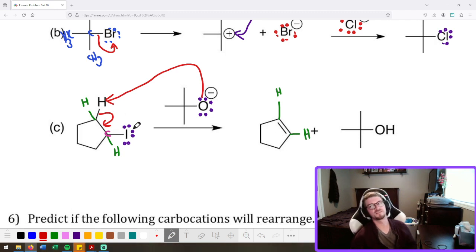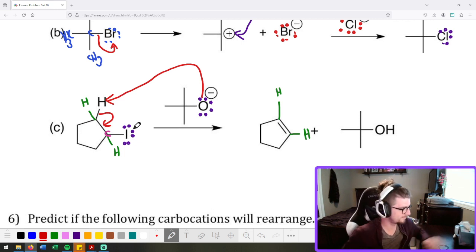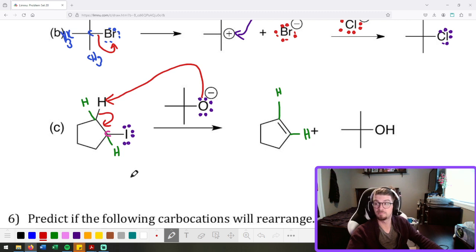And this is another one of my professors like to say that there's 3 certainties in life: death, taxes, and 4 bonds to carbon. There's exceptions to this, of course, as there is to everything, but generally pretty good rule of thumb.